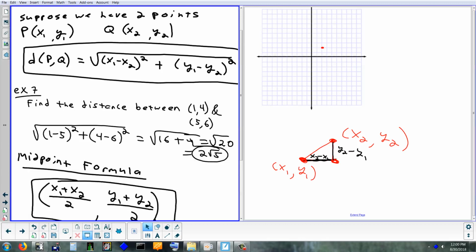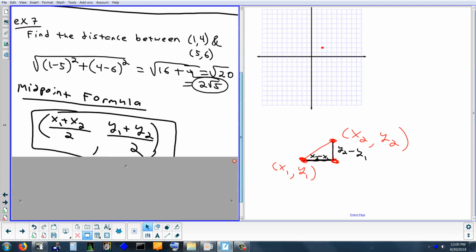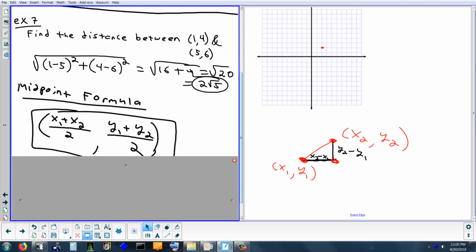And the last thing is midpoint formula. Somebody mentioned this formula earlier. Midpoint, usually in textbooks they go together, midpoint and distance. I think midpoint's a little easier because you don't have to do square roots.